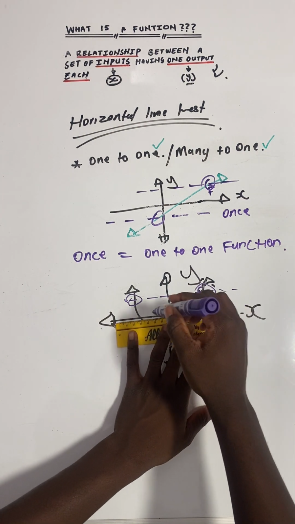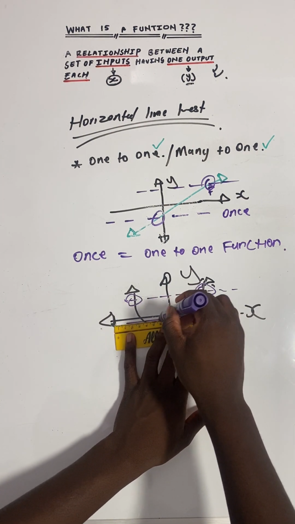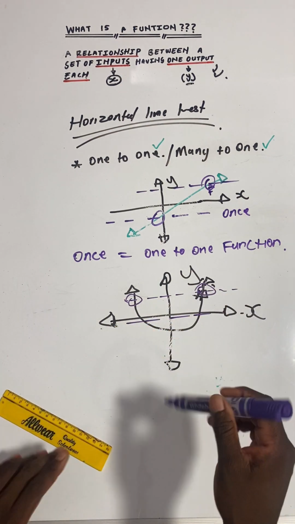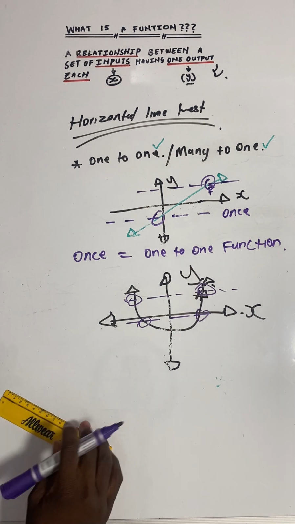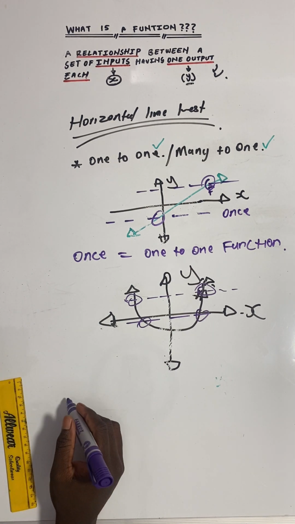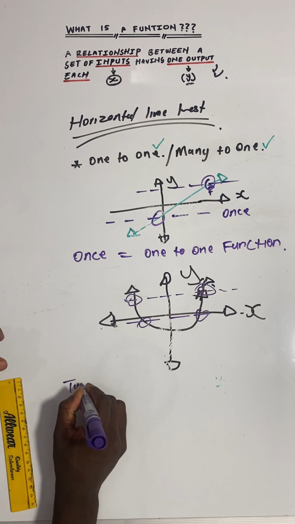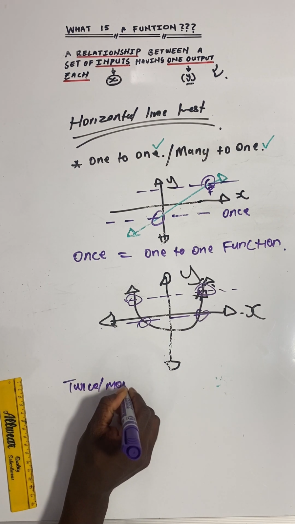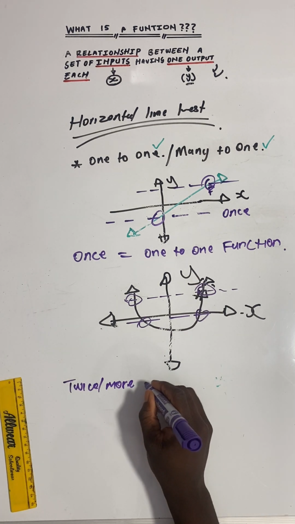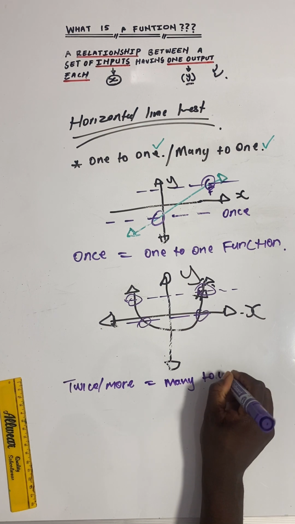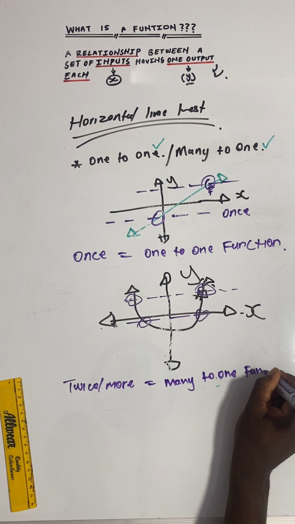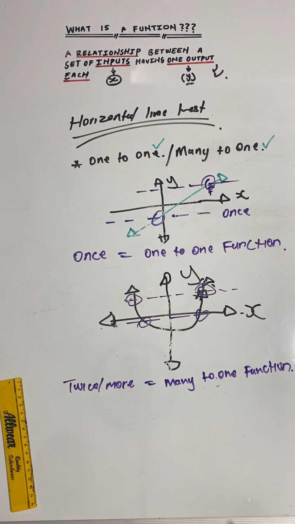Okay. Now let us check down here again. How many times does this line pass this function? Twice. Wait, at this point and at this point. Now we can make a conclusion to say, okay, if it passes more than once or twice, so if it's twice or more, therefore, what are we saying about this? It is a many-to-one function. Right. So this is what the horizontal line test and the vertical line test is all about, right?